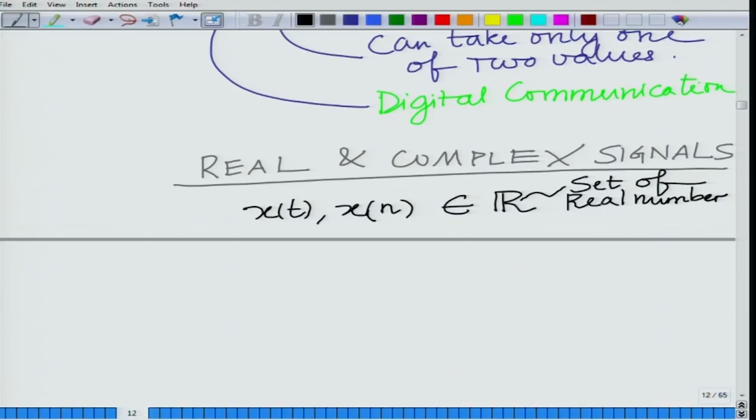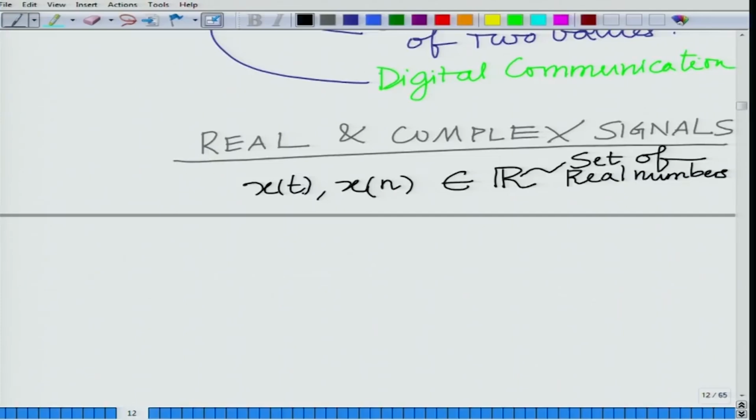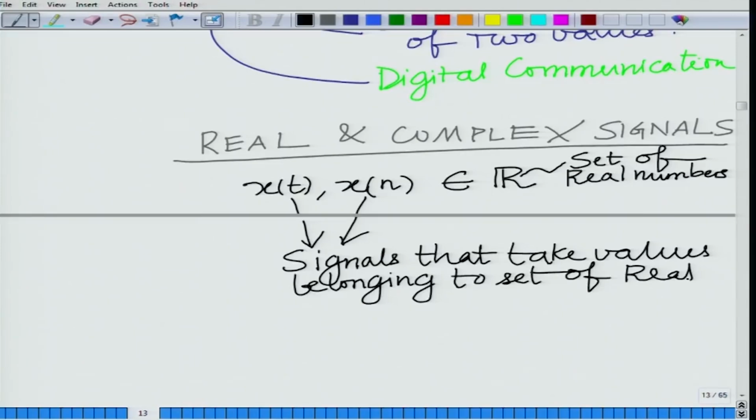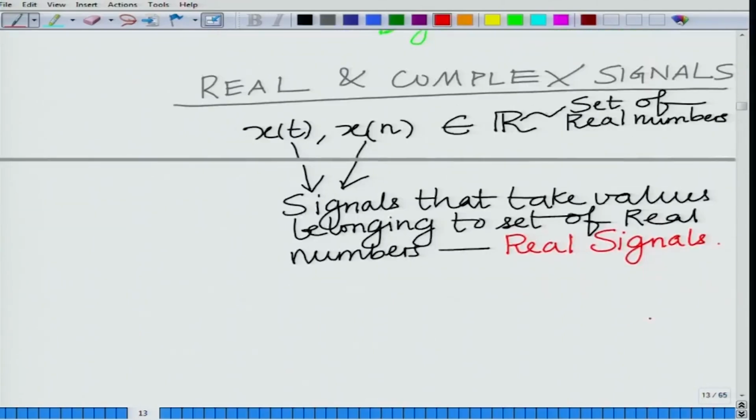Signals that take values belonging to the set of real numbers are termed real signals.